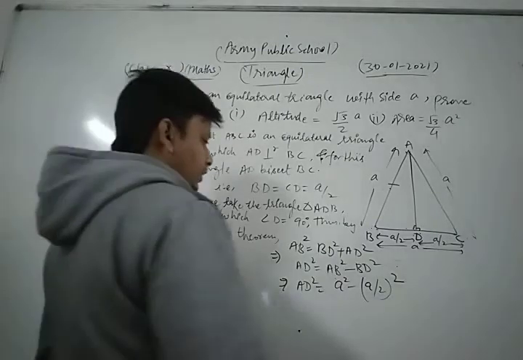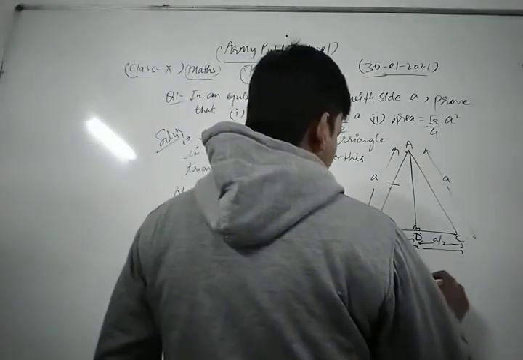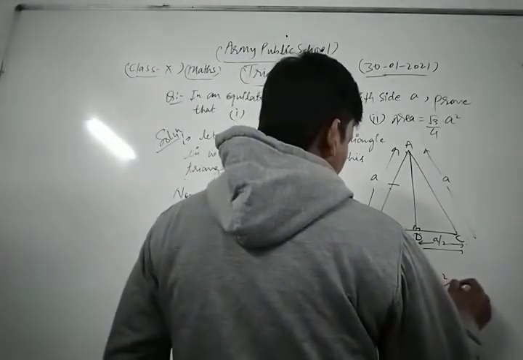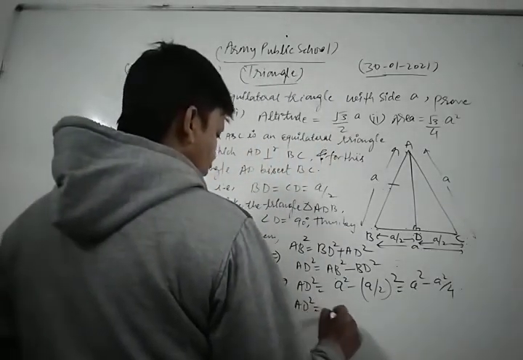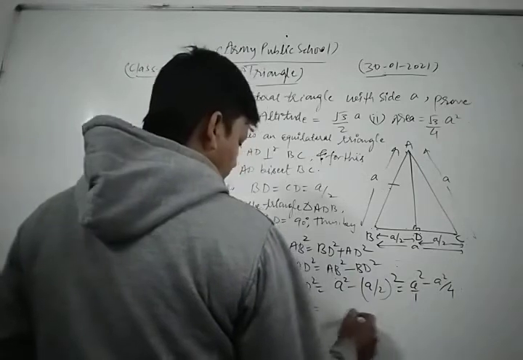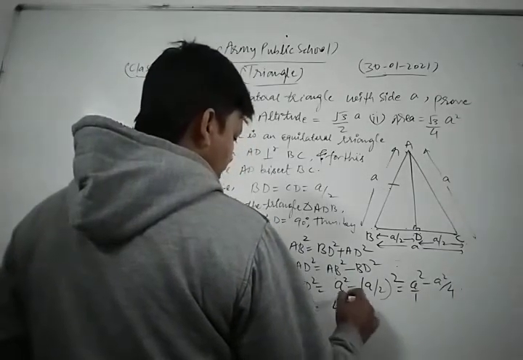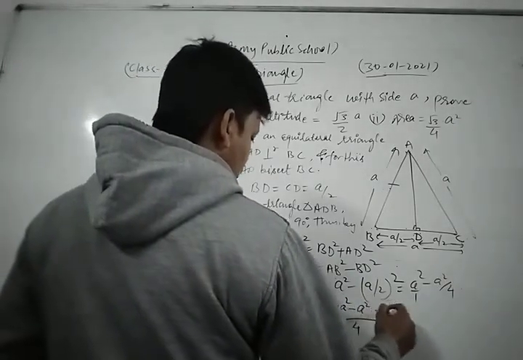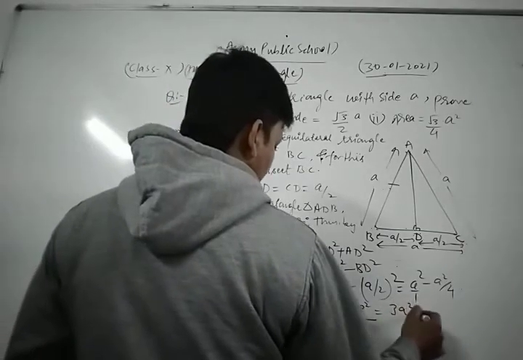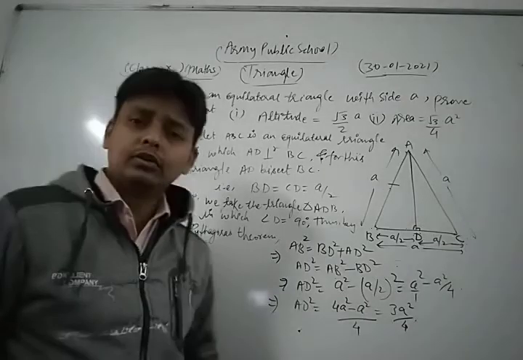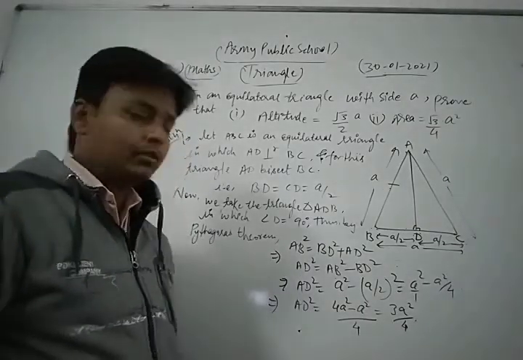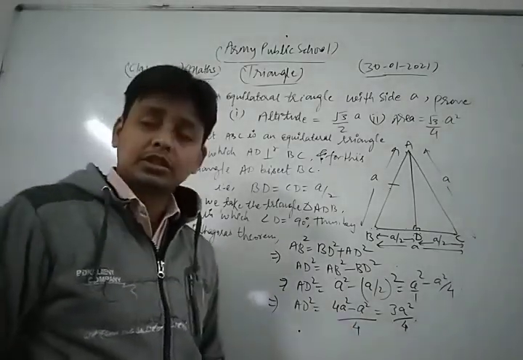So now we simplify them. We get A square minus A square by 4. We take 4 as the LCM, so we get 4A square minus A square, which is equal to 3A square by 4. Thus in this way we find the value of AD. AD square is 3A square by 4.